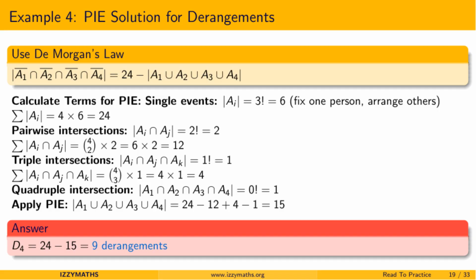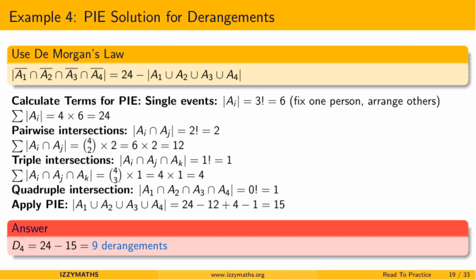For pairwise intersections, the absolute value of Ai intersection Aj equals 2 factorial equals 2 because we fix 2 people and arrange the remaining 2. The number of pairwise intersections is 4 choose 2 equals 6, so their sum is 6 times 2 equals 12. For triple intersections, the absolute value of Ai intersection Aj intersection Ak equals 1 factorial equals 1. The number of triple intersections is 4 choose 3 equals 4, so their sum is 4 times 1 equals 4.